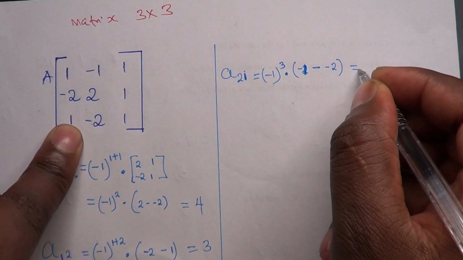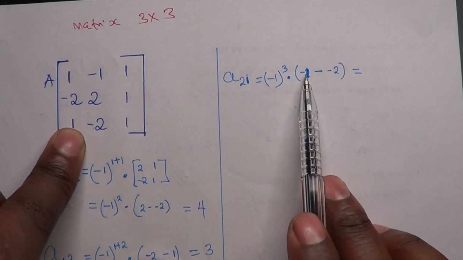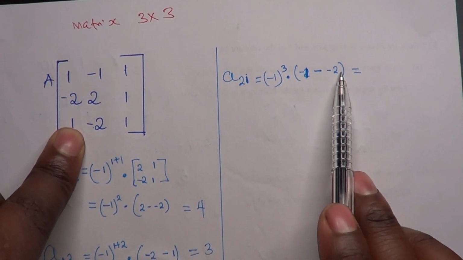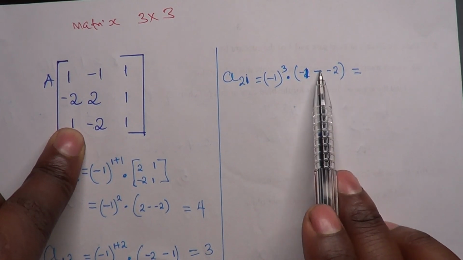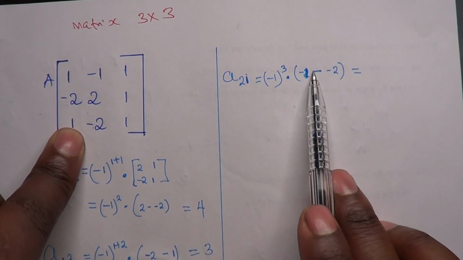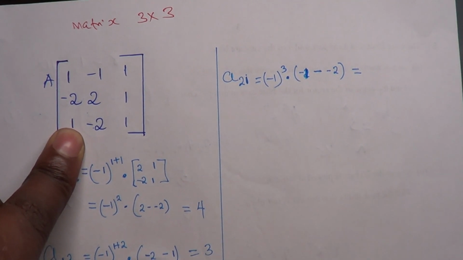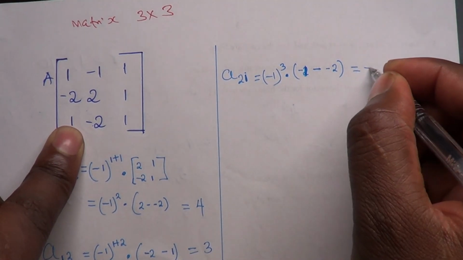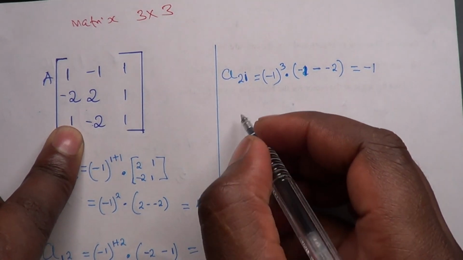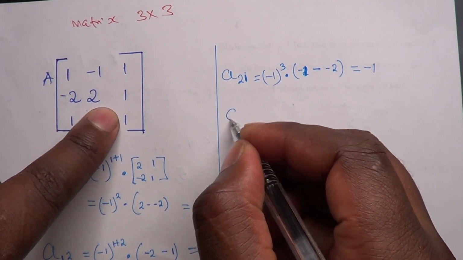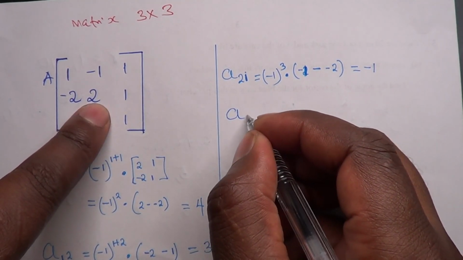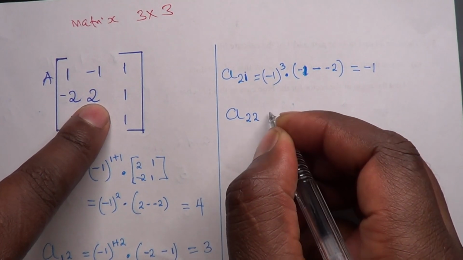So this point, it will be what? Negative 1 minus negative 2, that is the same as plus. Now 2 minus 1, we get 1. 1 times negative 1 will give us negative 1. Let us look now at the cofactor of the second row, second column.